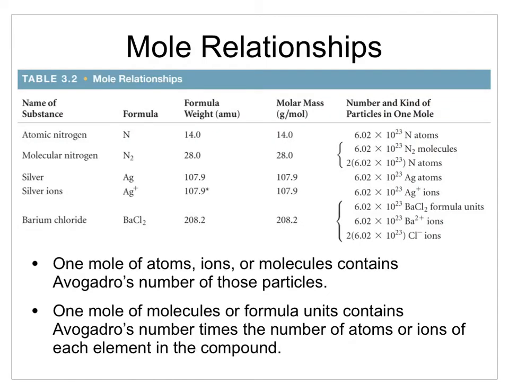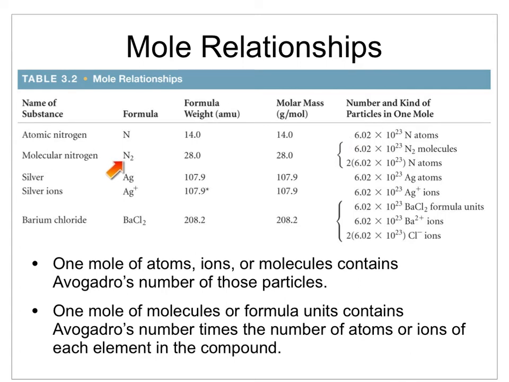So we've already seen that the molar quantity of a given component also determines the molar quantity of the constituent parts. For instance, if we have a mole of nitrogen atoms, we can see from the periodic table that its formula weight is 14.0 AMU. Therefore, atomic nitrogen also has a molar mass of 14.0 grams per mole, and a single mole of nitrogen atoms would weigh 14.0 grams and be comprised of 6.02 times 10 to the 23rd nitrogen atoms.